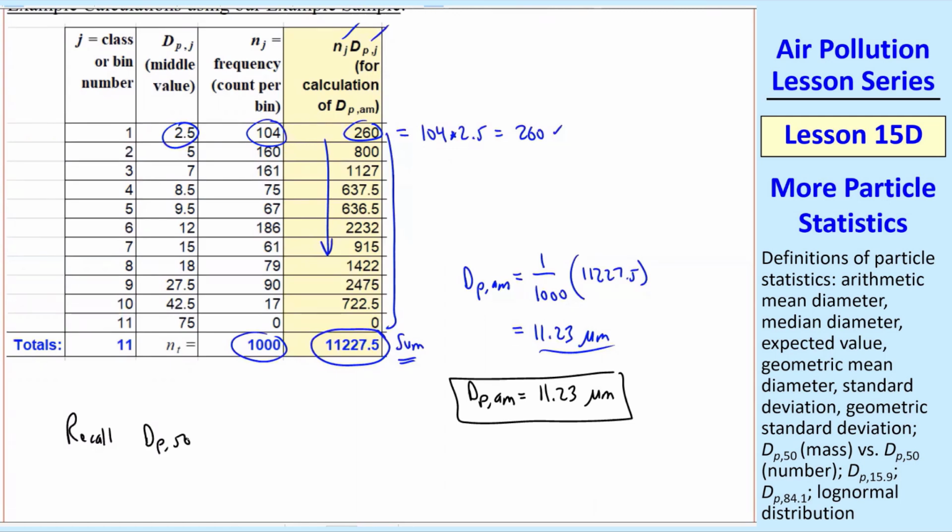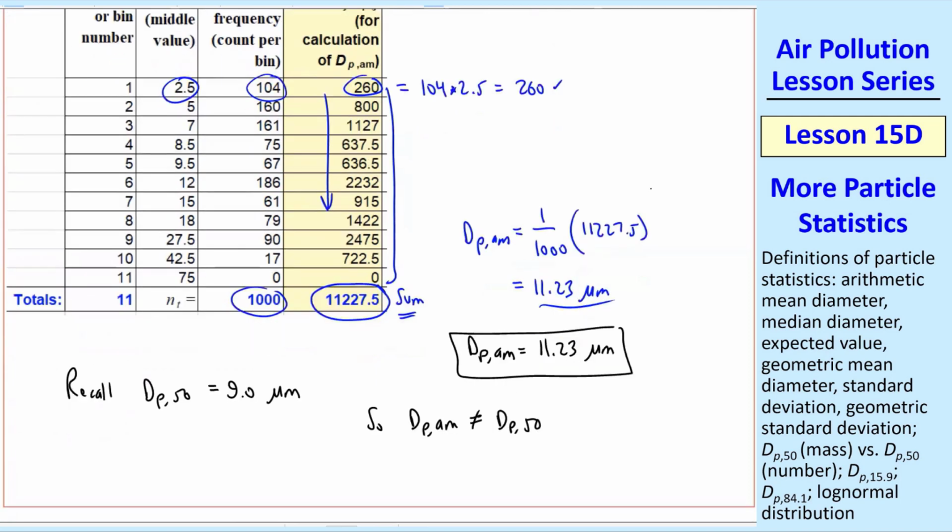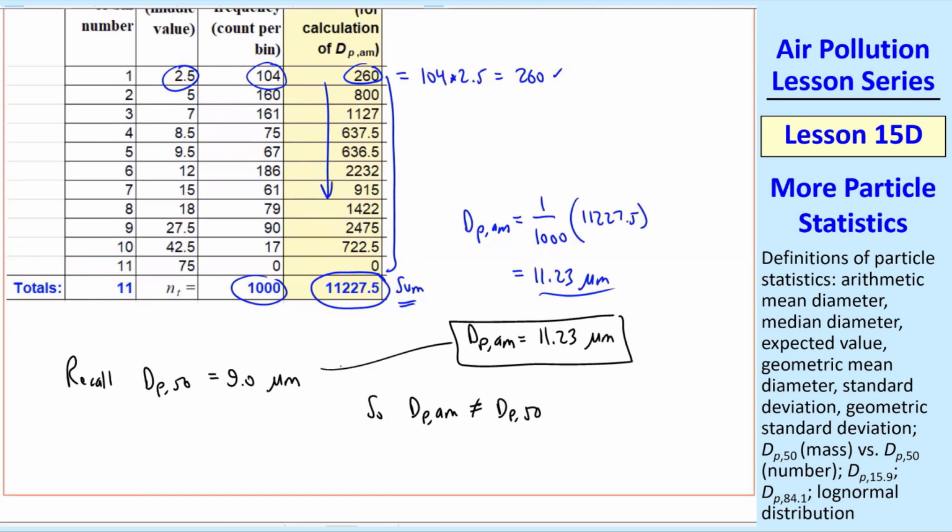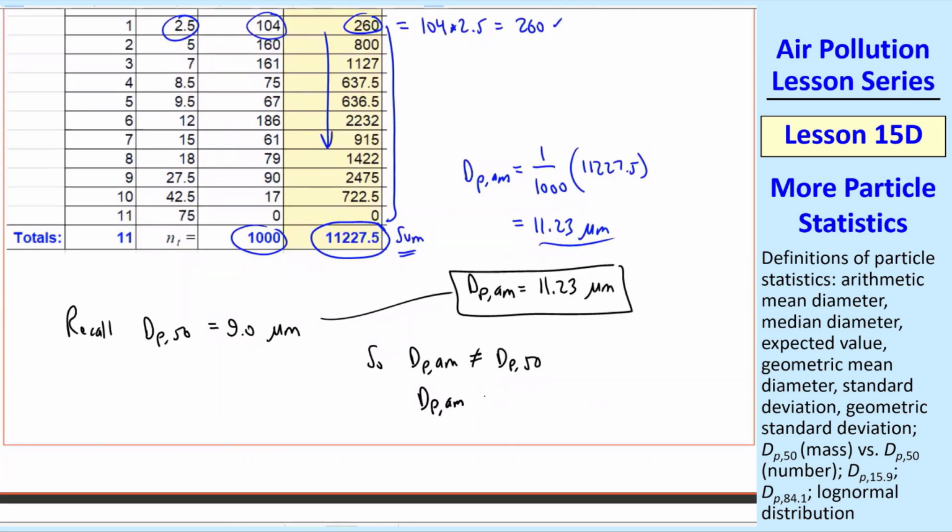The median diameter was 9.0 microns for this particular example sample. So DPAM does not equal DP50. In fact, DPAM is greater than DP50, and that's pretty typical for log-normal distributions. Why? Because it's not symmetric. If we had a Gaussian distribution, DPAM and DP50 would be the same. But since we have a skewed PDF, it's not symmetric. It turns out that DPAM is greater than DP50.